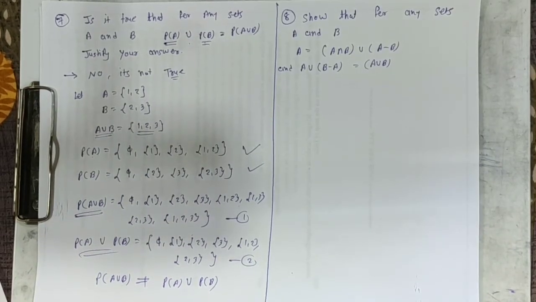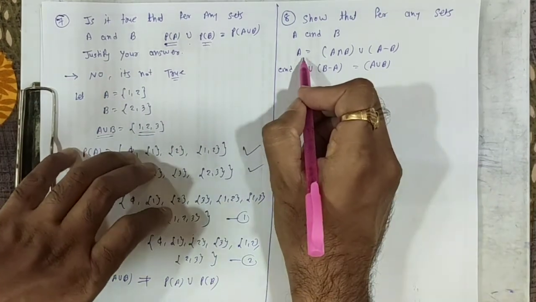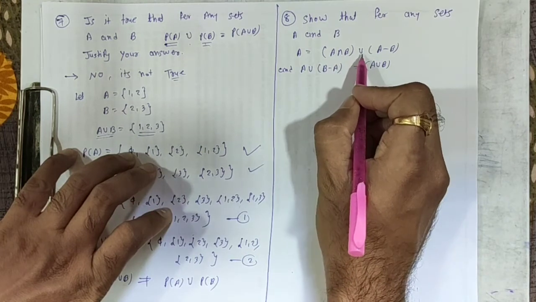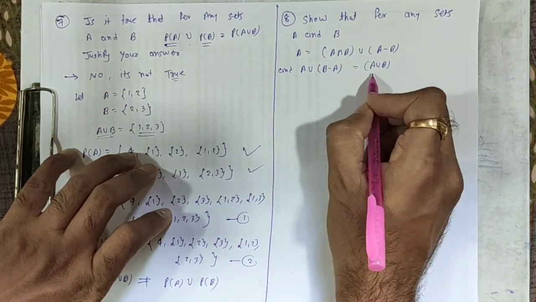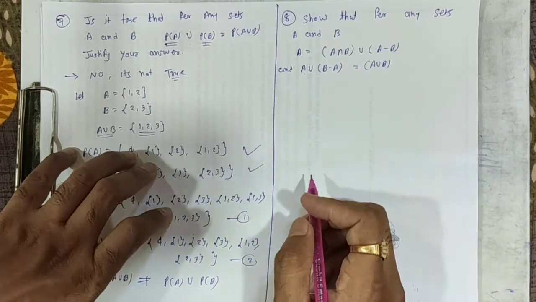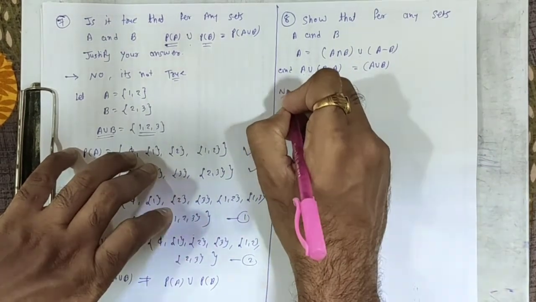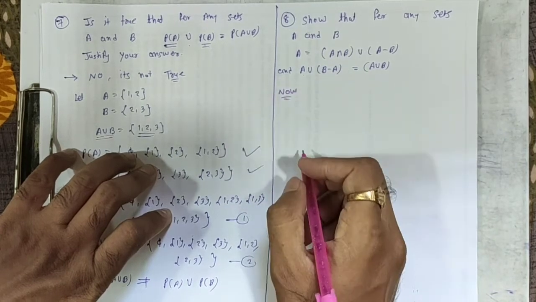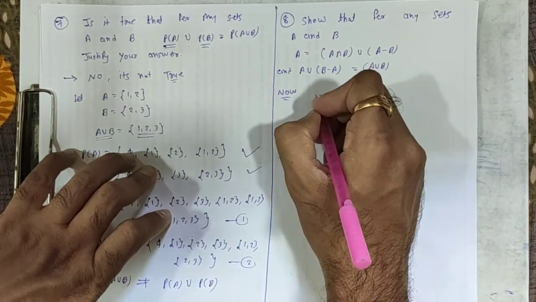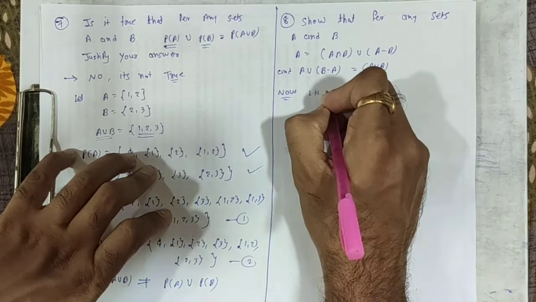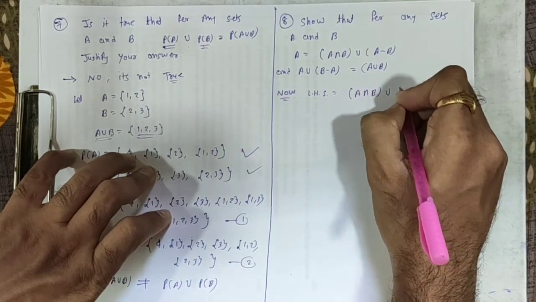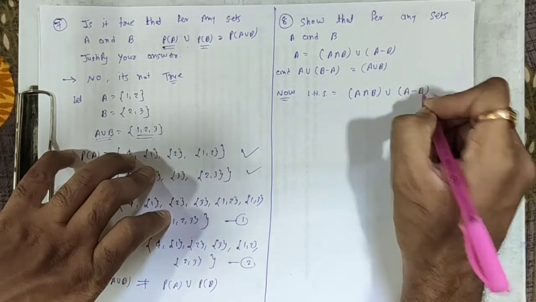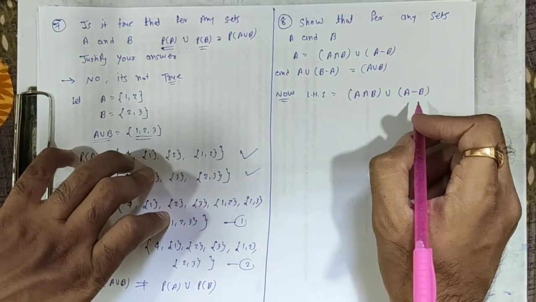Okay, now question number 8. Prove that for any two sets A and B, set A equals (A intersection B) union (A minus B), and the second result, A union (B minus A) equals A union B. You have to prove these two results. So let's start with the first result, in which the left hand side we are given is (A intersection B) union (A minus B). Now student, what is this A minus B?